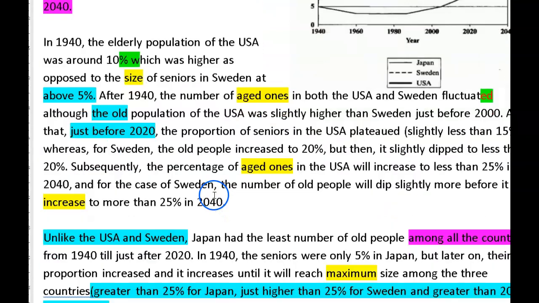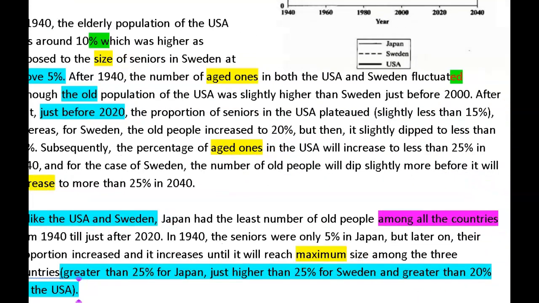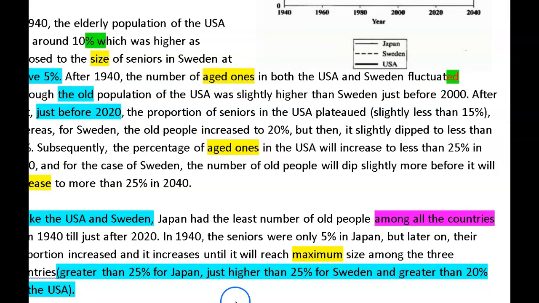Okay, I'm not going to go through the rest of this, except there's another aged one. Don't use percentages like that. Don't use parentheses like this. It's silly. Although I did highlight increase to show that we have, in Sweden, the old people increased to 20%. The USA will increase. The old people were something before. It will increase. So don't repeat your words like that. In close proximity, next to each other.